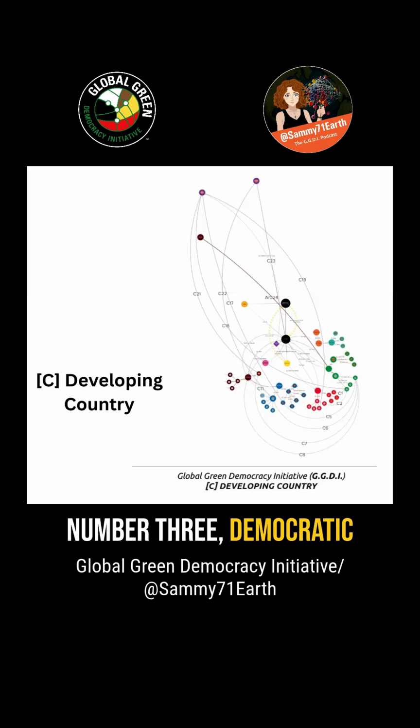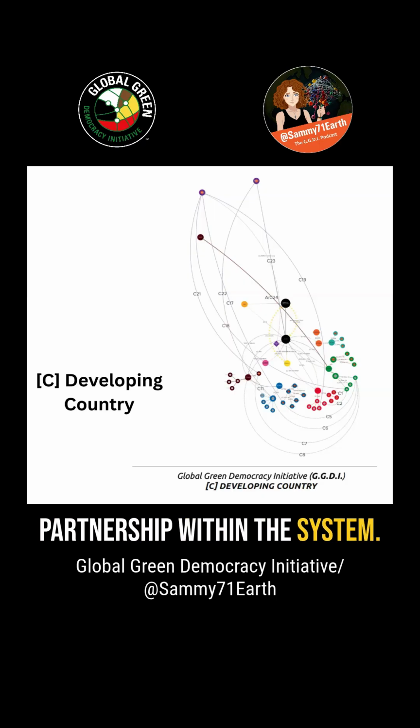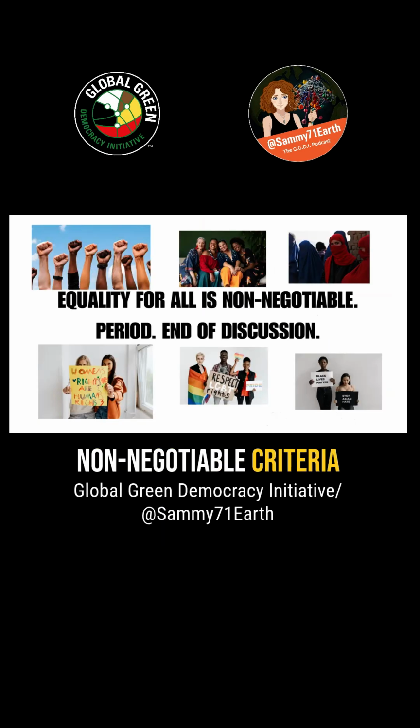Number 3, democratic developing countries. There are criteria for them to meet in order to have a partnership within the system. This is discussed at length in their chapter, but a couple non-negotiable criteria are to be a democratic country that gives women, girls, and the LGBTQ2S communities equal rights.